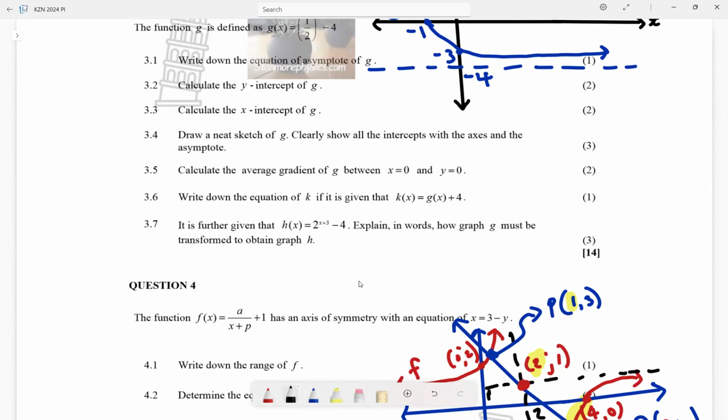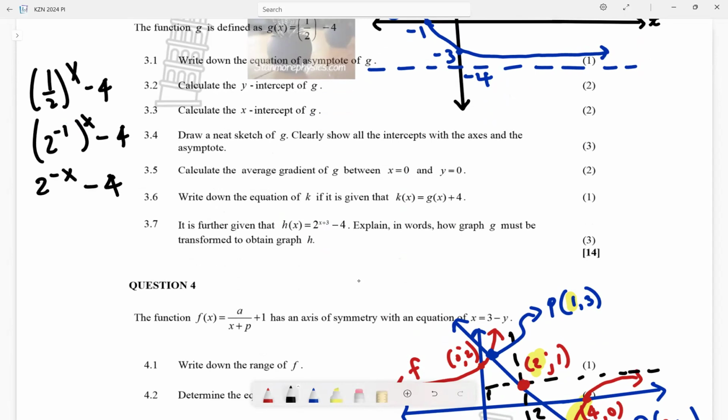Okay, if I have (1/2) to the power of x minus 4, remember, I can rewrite this as 2 to the power of -1 to the power of x minus 4, which is 2 to the power of -x minus 4. Now I want us to see what can be done to this graph to obtain this one.